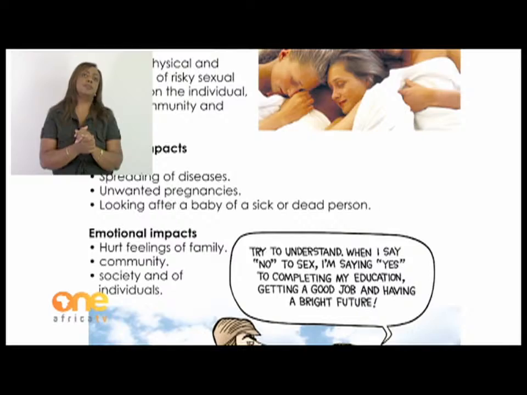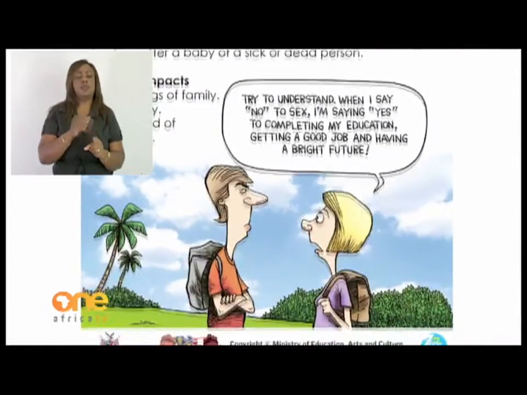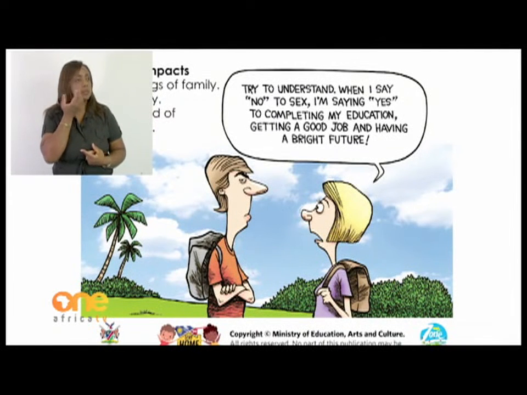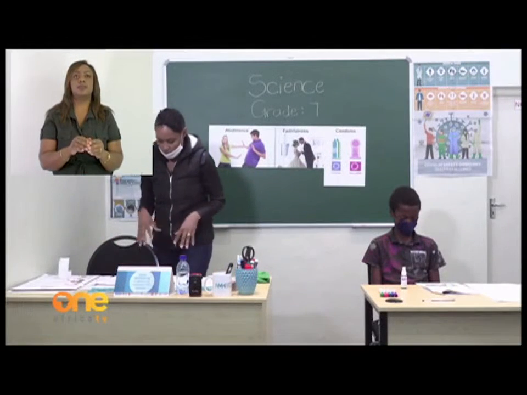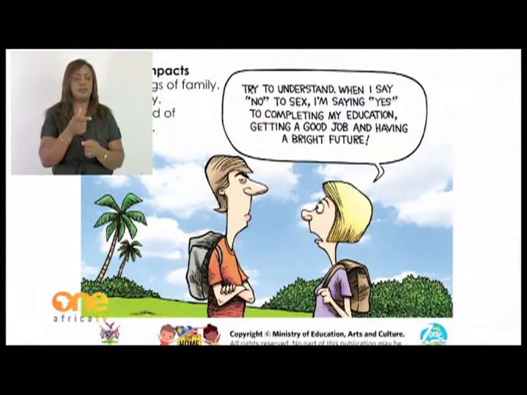Now, what are the emotional impacts? This is the hurt of feelings. For example, when you are sick, it affects people. People are hurt. Everybody's thinking about it, and it affects them really badly. Okay? So now that's our lesson on different kinds of methods of maintaining sexual health, risky sexual practices, and the physical and emotional impacts.